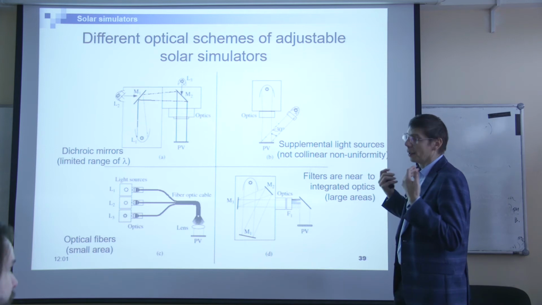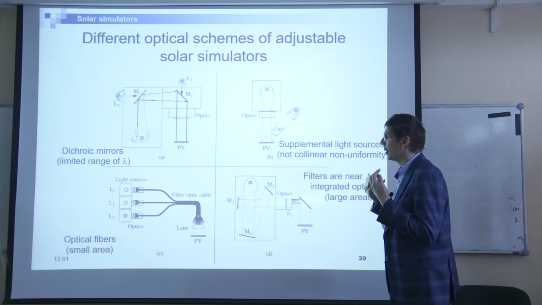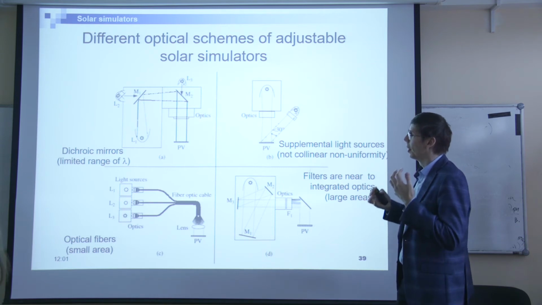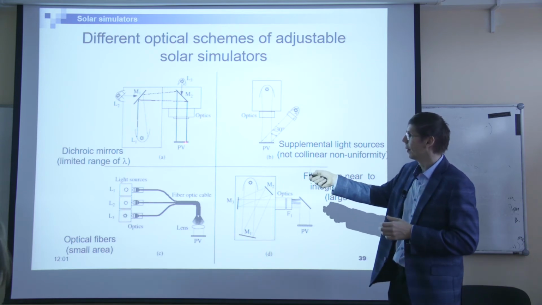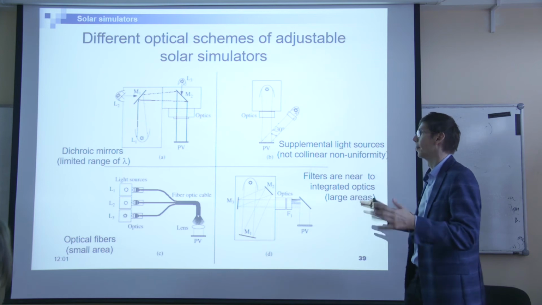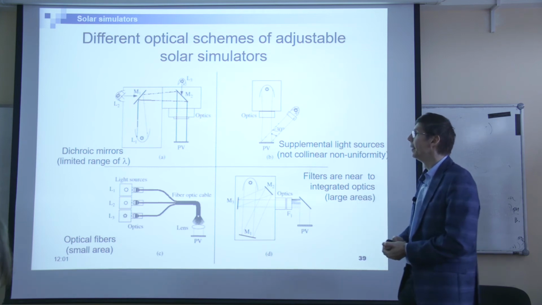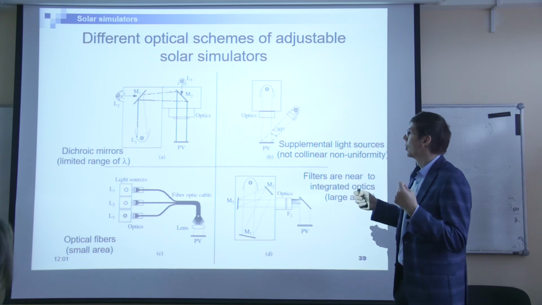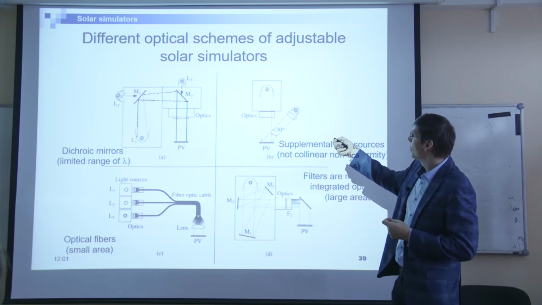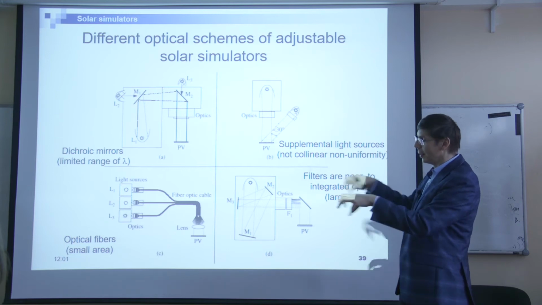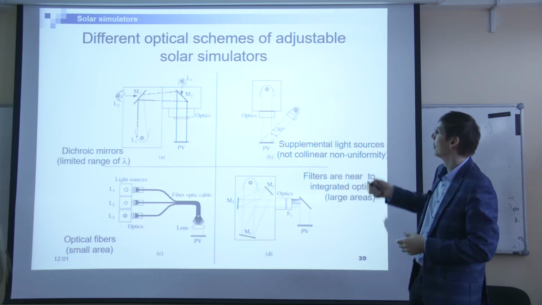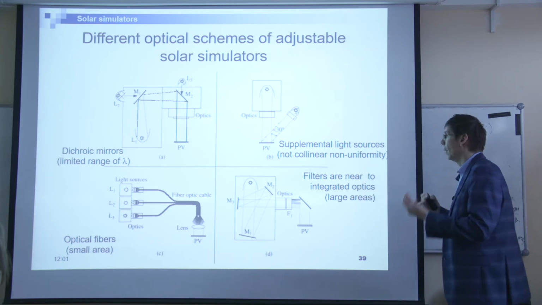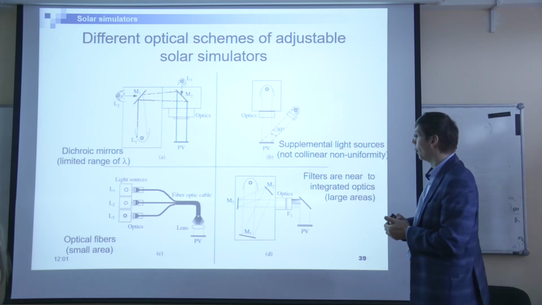So you see, as told, the main problem is to get homogeneous light, a homogeneous spatial distribution of the light for multi-source. So you can use something like this. When you have different sources, but in this case you have the problem of uniformity.